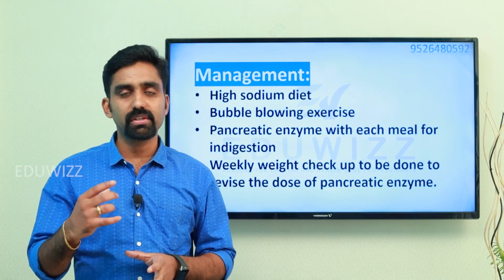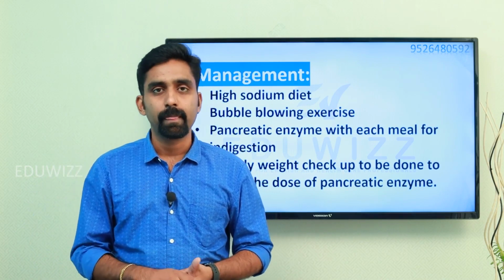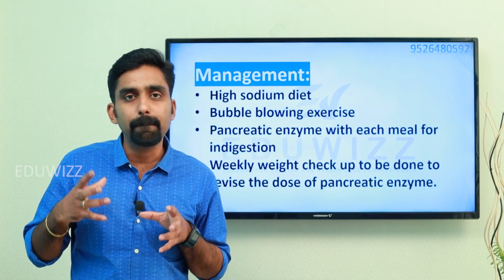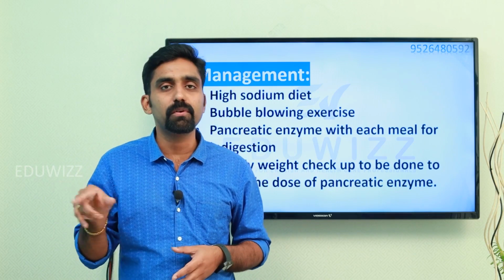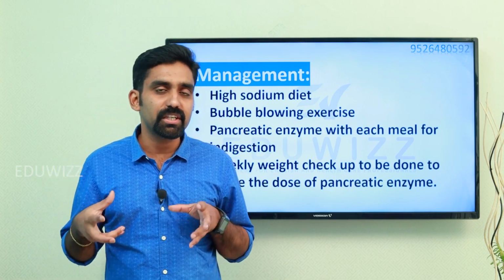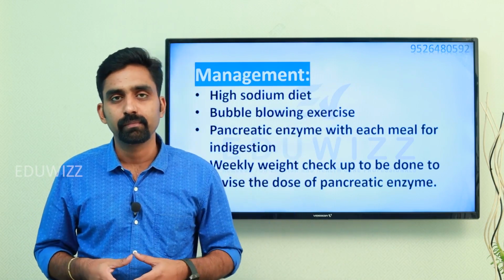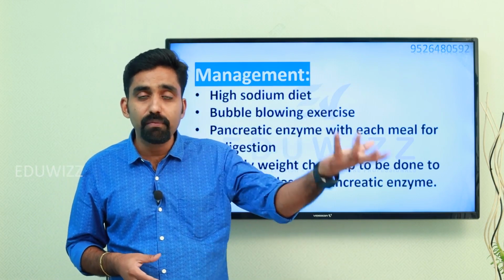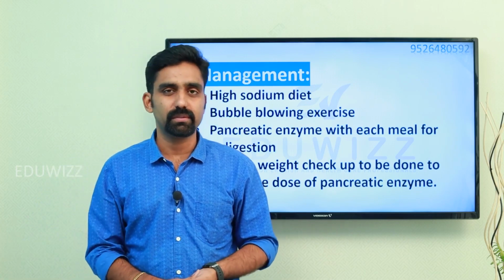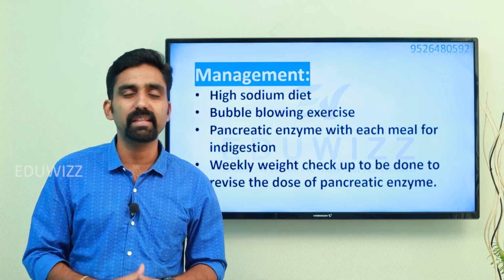You are assessing the concentration of chloride in the sweat. The normal concentration of chloride in sweat is 40 milliequivalent per liter. If the chloride concentration in sweat is increased, or if it is above 40 milliequivalent per liter, it is suggestive of cystic fibrosis. So that is a simple point, you can remember that.